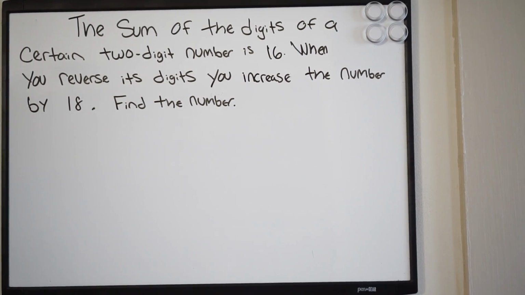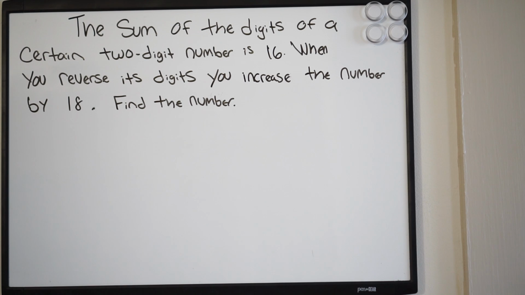Okay guys, today we're going to be talking about an SAT style question. So let's get right into it. It says the sum of the digits of a certain two-digit number is 16. When you reverse its digits, you increase the number by 18. Find the number.